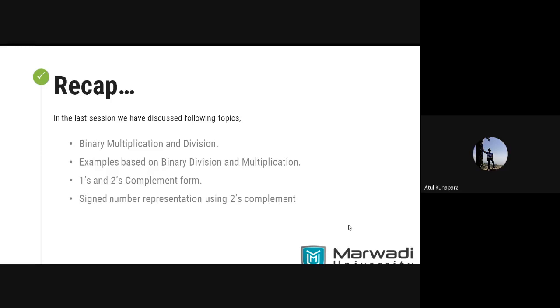And at the end we were discussing how to represent a signed number using the 2's complement, or you can say second complement. So these are the things we discussed yesterday.